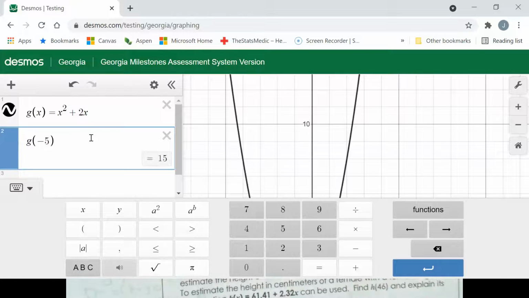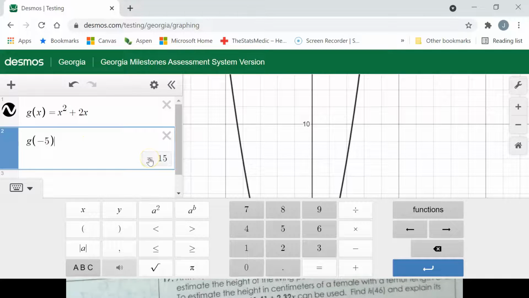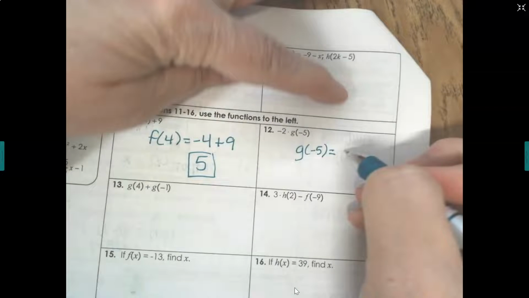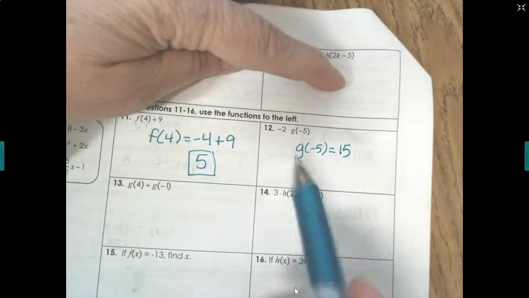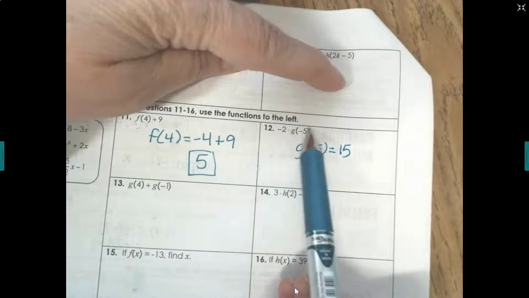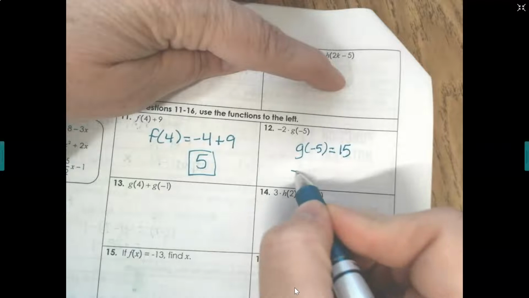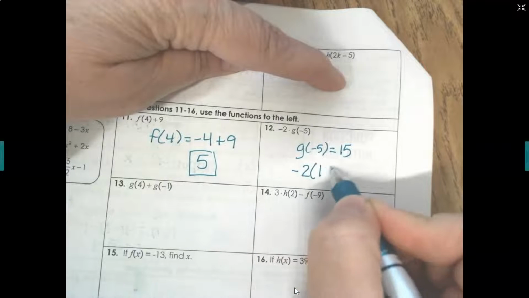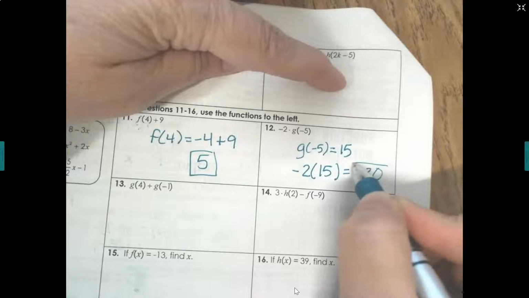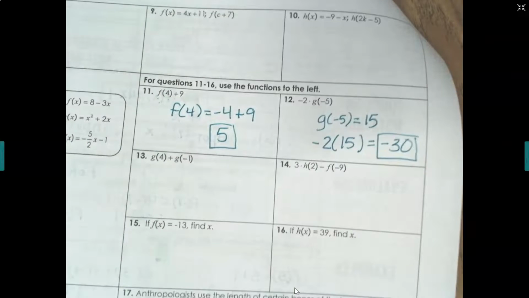So we're going to let Desmos plug it in for us. And so for g of negative 5, we should get 15. So g of negative 5 equals 15. Well, looking back at the original problem, it says we want you to take negative 2 times whatever g of negative 5 is. So negative 2 times 15 equals negative 30.